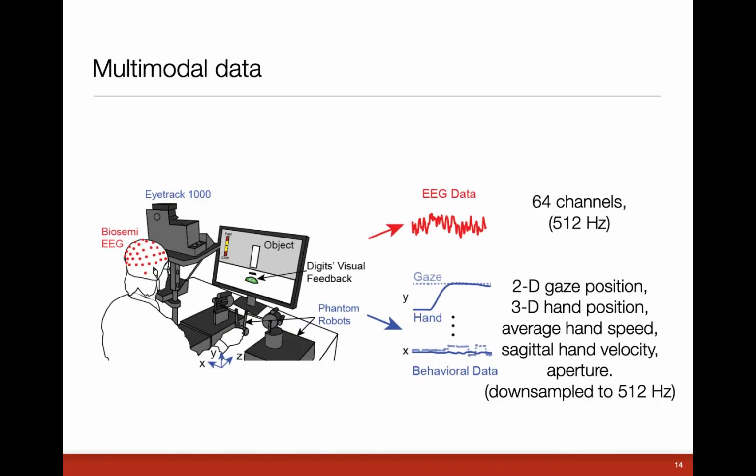Multimodal data included 64-channel EEG data, 2D gaze position, 3D hand position, average hand speed, sagittal hand velocity, and aperture, sampled or downsampled to 512 Hz.